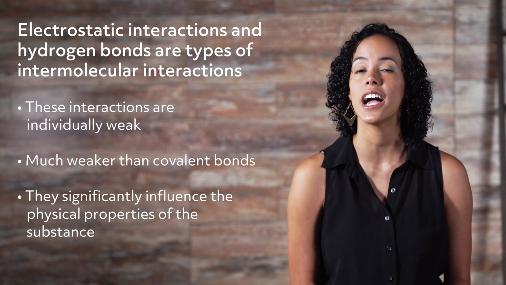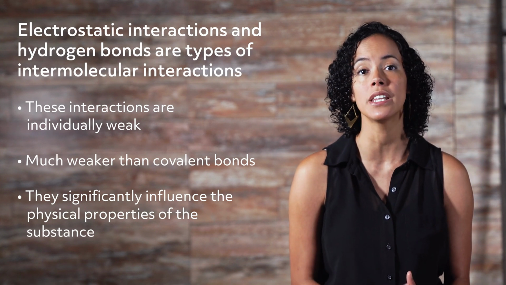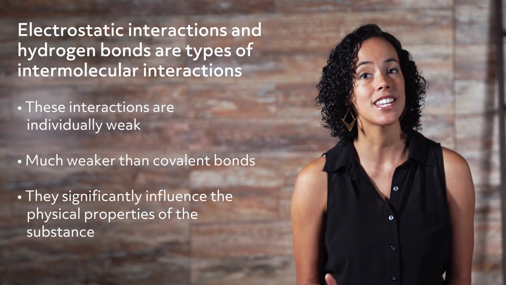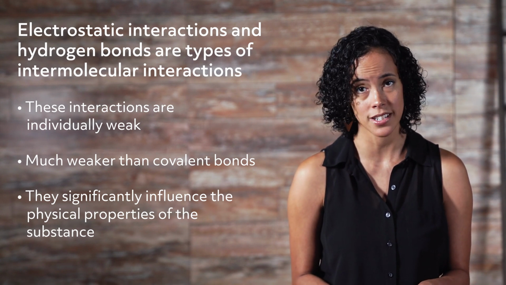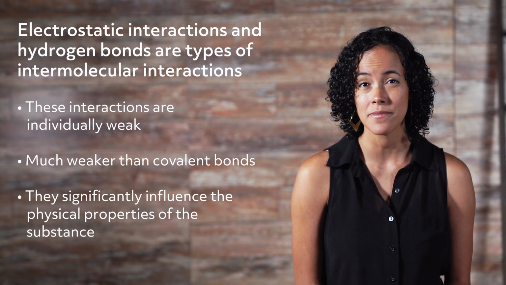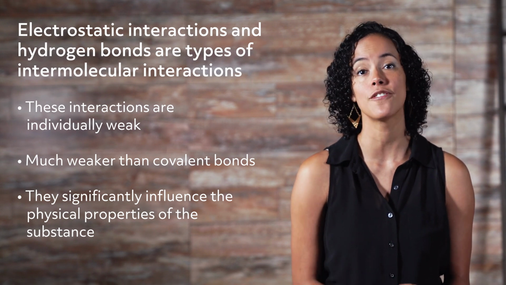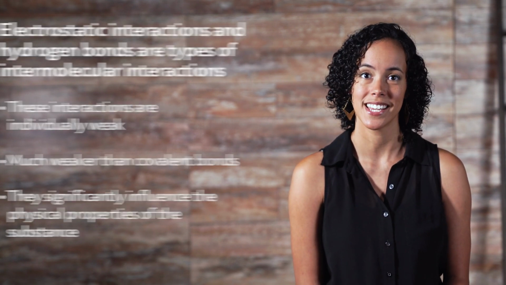Electrostatic interactions and hydrogen bonds are types of intermolecular interactions. These interactions are individually weak, much weaker than covalent bonds. But when there are lots of them, they significantly influence the physical properties of the substance. Let's consider this for water.